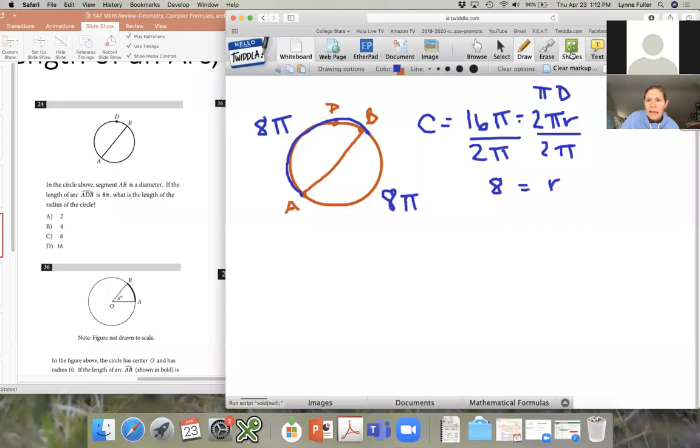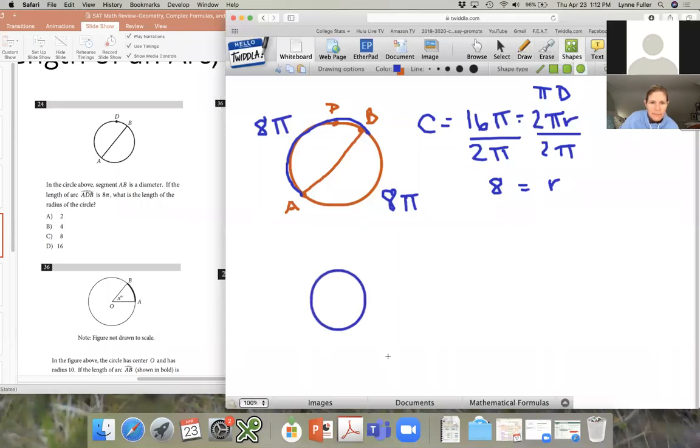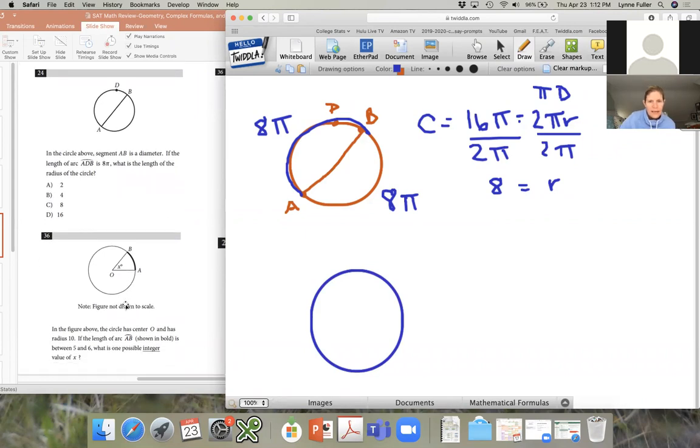Okay, looking at number 36, one below it here. Okay, so here's another circle for us. Okay, so here we're going from the length of A to B. Okay, so here we have A, here we have B, X is our degree measure, and they say right here that it has a radius of 10. Okay, so we're going to put that in.